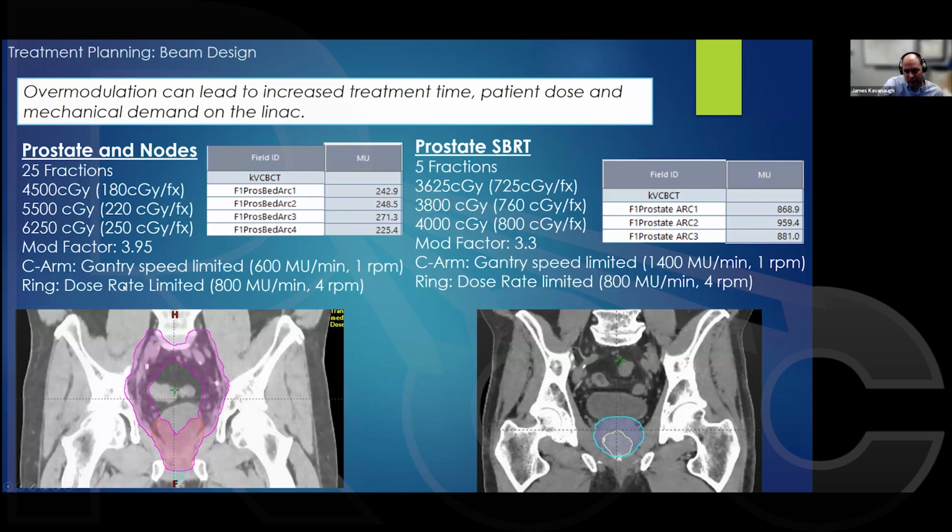Ring gantry may be a little bit different though. For instance, a Halcyon can rotate 4 rotations a minute, so this one might be dose rate limited, where the gantry speed is slowing down and it's maximizing that dose rate. Conversely, SBRT is a little bit different because we use those higher dose rates. This mod factor is 3.3. For a C-arm, still gantry speed limited, 1 rotation per minute and 1400 MU per minute. This one also may be dose rate limited. We're going to get to them.